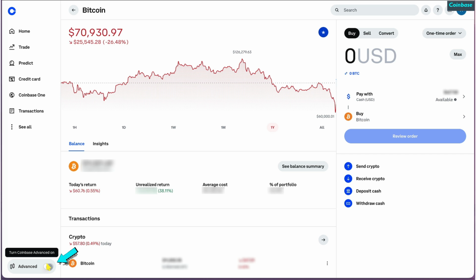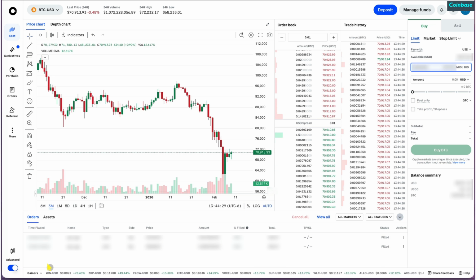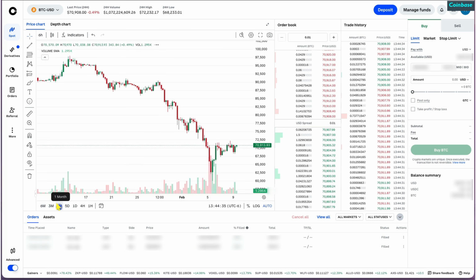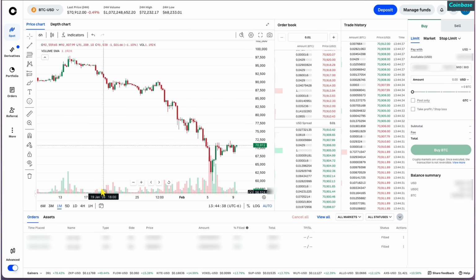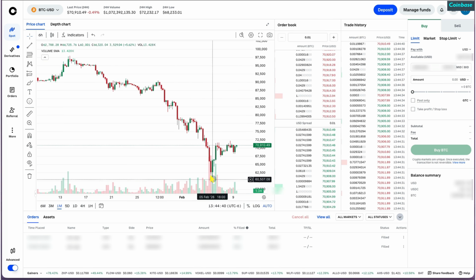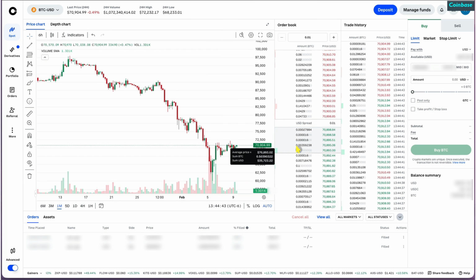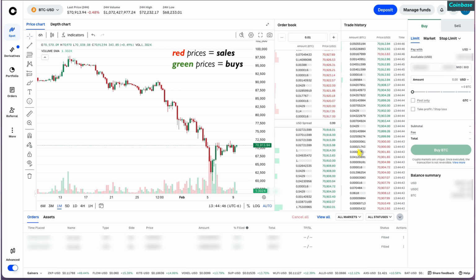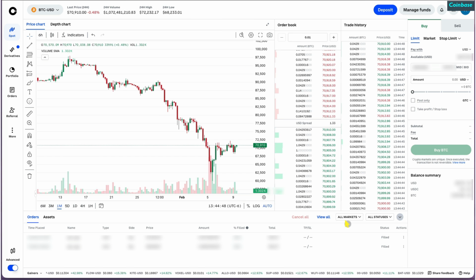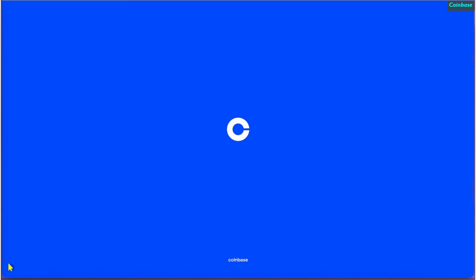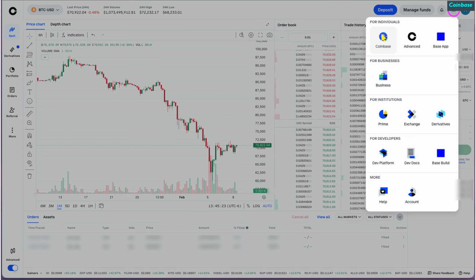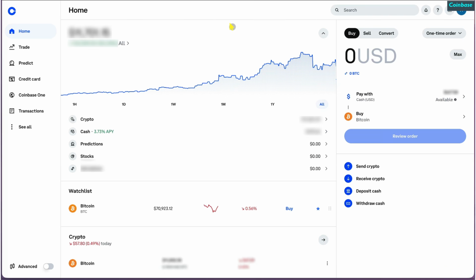There is also an advanced trading view with more detailed charts and market data. This is meant for more experienced investors who trade short-term rather than long-term. You can see individual trades and the spread between buyers and sellers. Red prices show sells and green prices show buys. If you want to return to the normal view, deselect the Advanced View button or select the 3x3 icon next to your avatar and choose Coinbase.